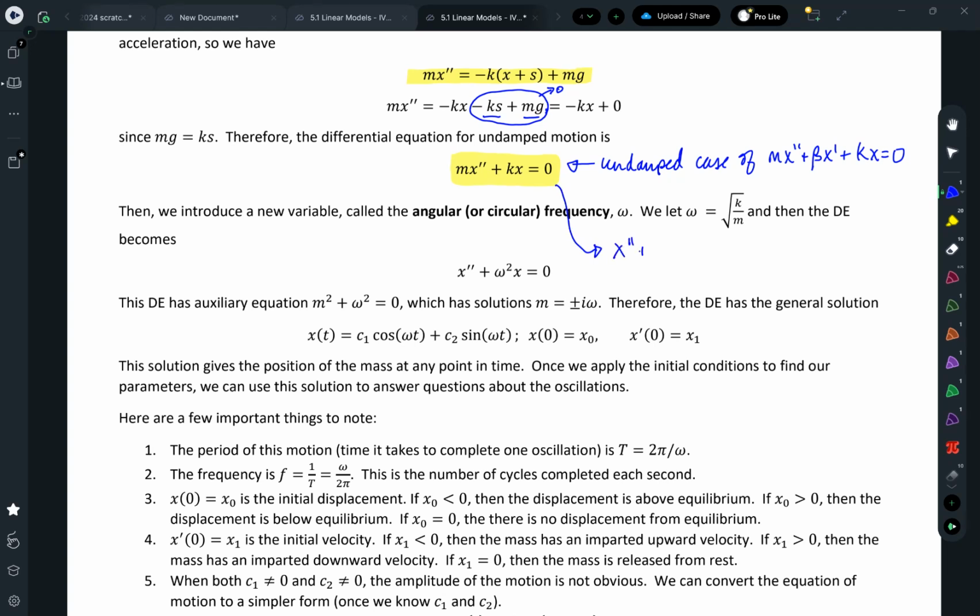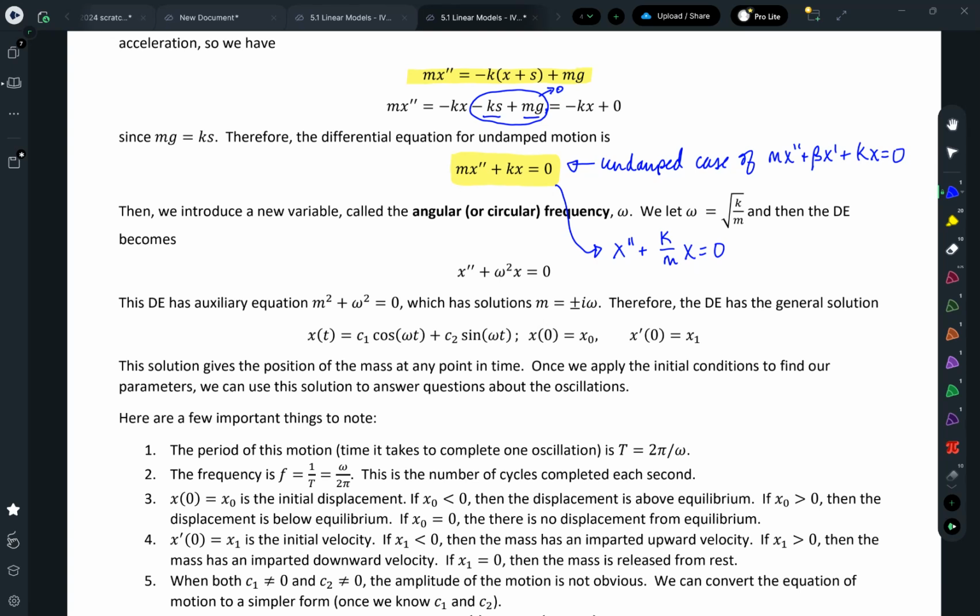So x double prime plus k over m x is equal to 0. Okay? And then they're letting omega squared replace k over m. And again, there's no real good reason to do this, but they do it, I guess, for the ease of having one letter to look at when we're looking at a generic case, okay?